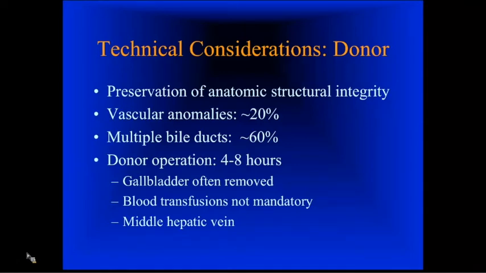We explain to the donor that the operation would probably take between 4 to 8 hours. Even if they're just having the left hepatic lobe removed, and even more so with the right hepatic lobe being removed, the gallbladder is often removed in the interest of time. The gallbladder technically, in theory, could be left there, but that would add more hours in the operating room and probably increase the donor's perioperative morbidity. Blood transfusions are not mandatory, but might happen, so we look at donors who are able to accept blood products.